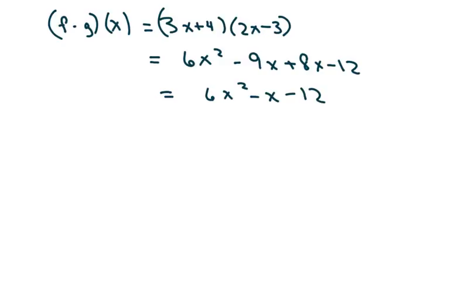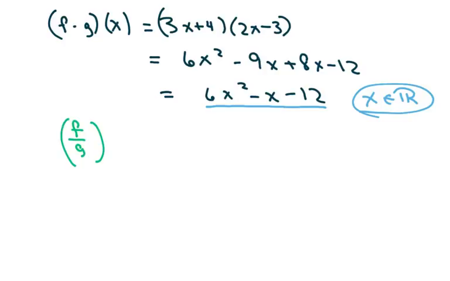Now, this is not rational, it doesn't have a denominator. There's no square roots here, so this is just all real numbers. So it's pretty basic there. Now for f over g of x, that's just going to be 3x plus 4 over 2x minus 3.